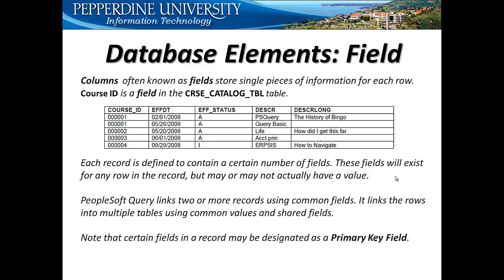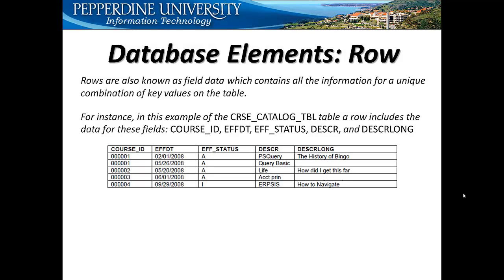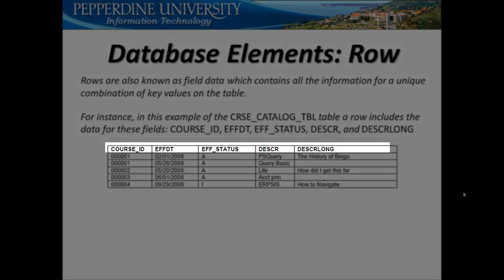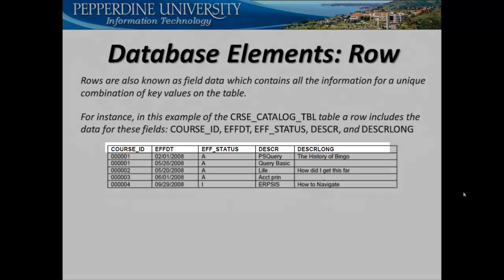Note that certain fields in a record may be designated as a primary key field. We'll talk more about key fields a little later. Rows are also known as field data, which contains all the information for a unique combination of key values on the table. For instance, in this example of the course catalog table, a row includes the data for these fields: course ID, effective date, effective status, description, and description long.